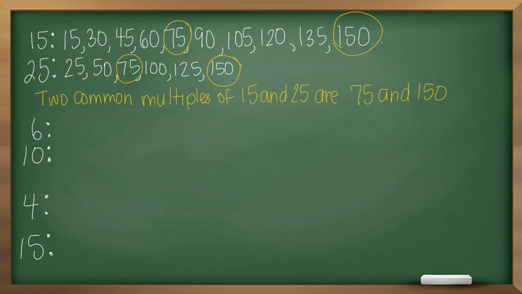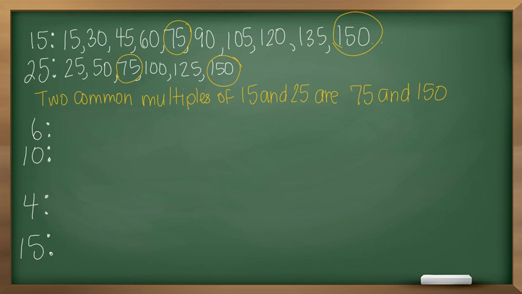So common multiples means that 75 shows up in the list of multiples for 15 and for 25, as does 150. Now those are just 2. If we kept listing multiples, we would find more that they have in common. But we've only been asked for 2 in this question, so I think 2 is enough.